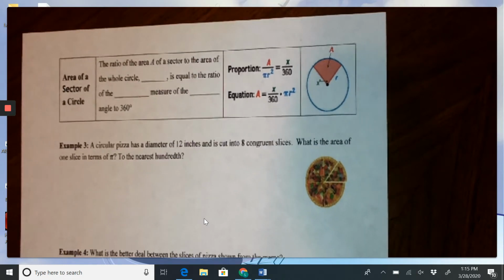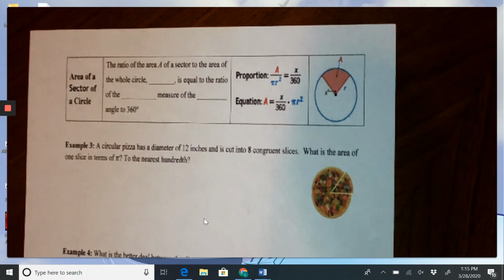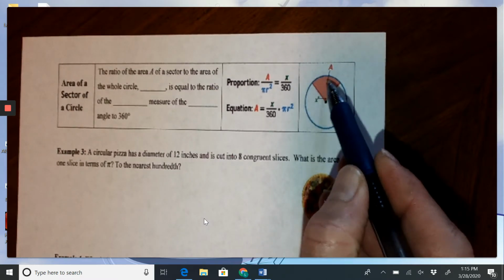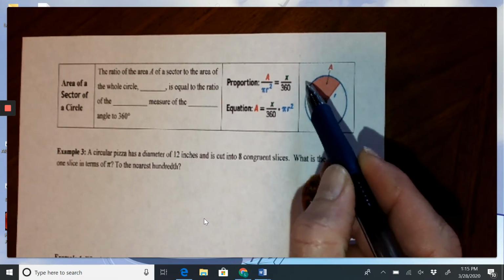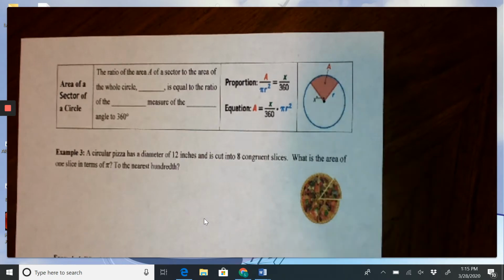Okay, let's talk about areas of sectors of circles. So first of all, what is a sector? A sector is kind of like that piece of the pie. This shaded region in our circle is the sector of this circle. So the ratio of the area of a sector to the area of the whole circle, right?